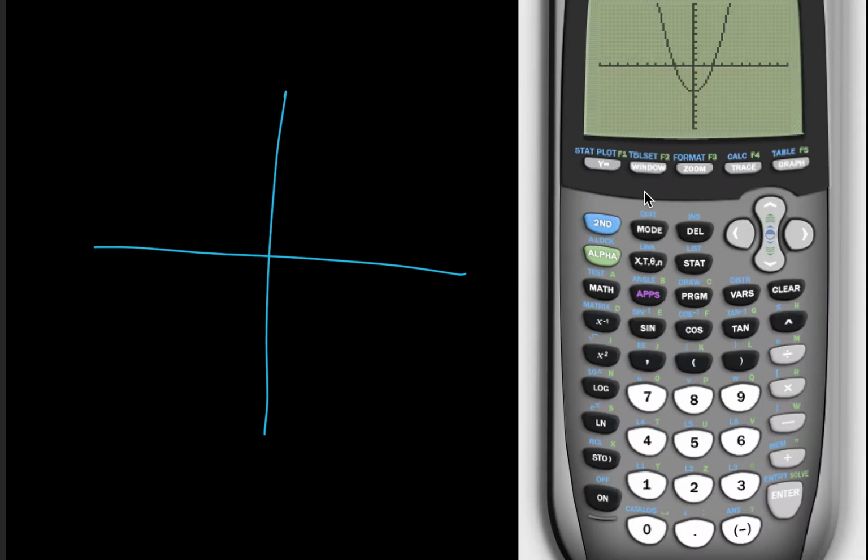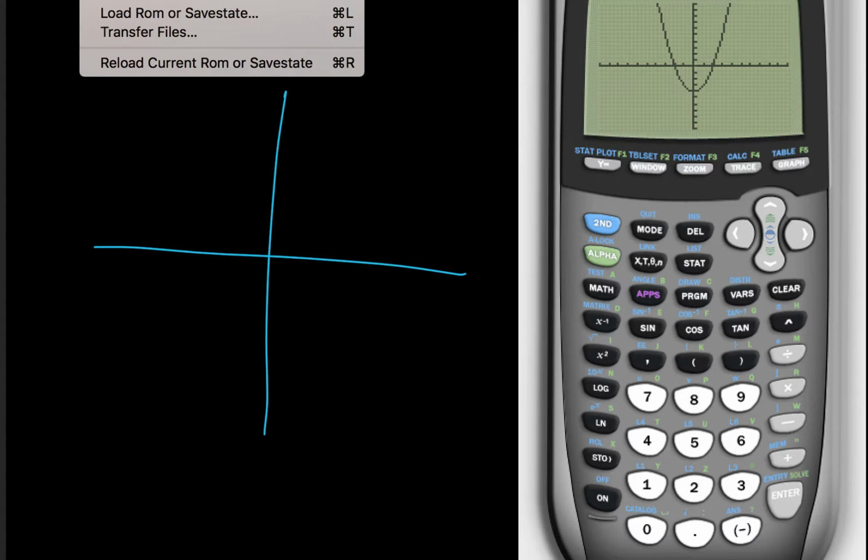It's upside down. So let's do, let's see, froze.